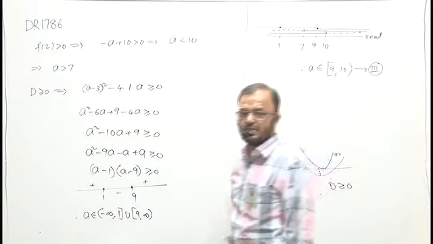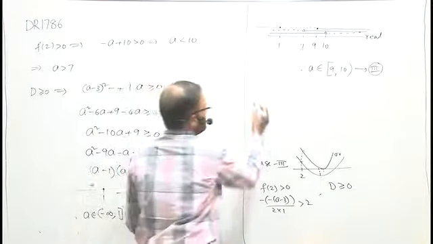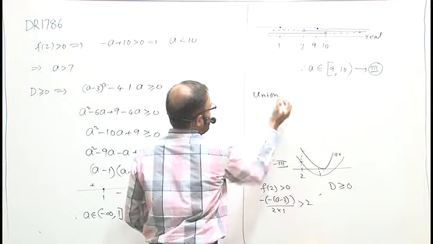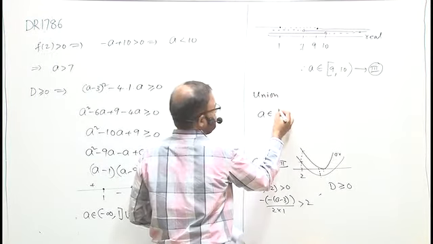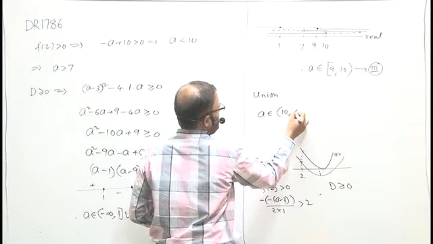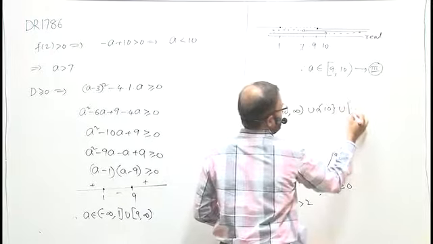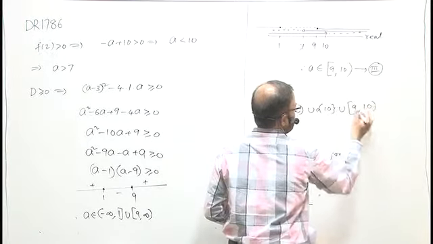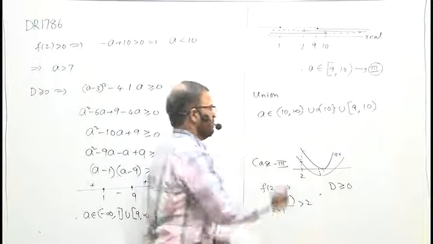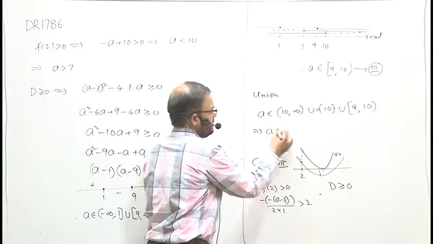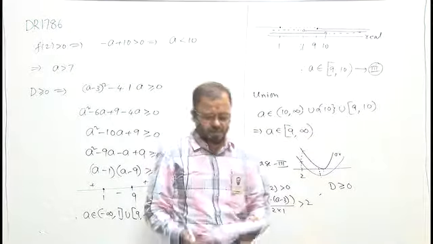Now I have to take the union of the 1, 2, 3 cases. Now the first case, second case and third case, union. Therefore I will get a belongs to 10 to infinity, union the closed interval 9 to 10. The first result, second and third result, all three combined, I can write: a belongs to 9 to infinity. Hence this is the answer.